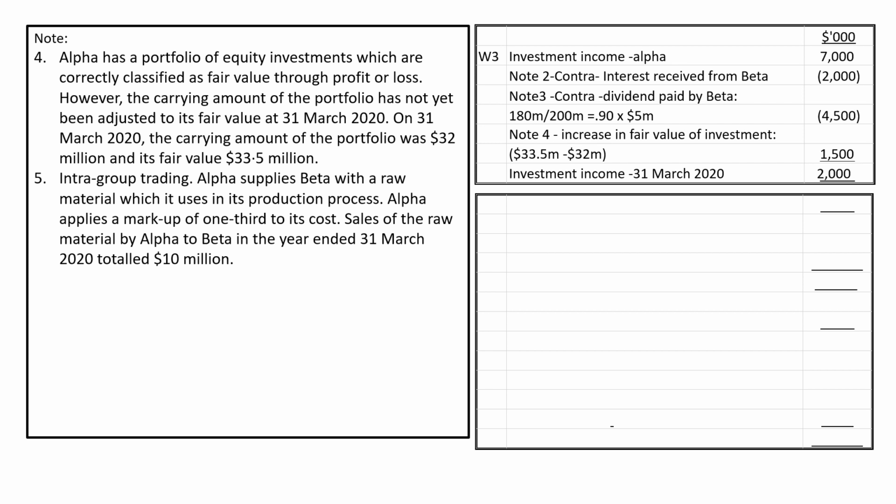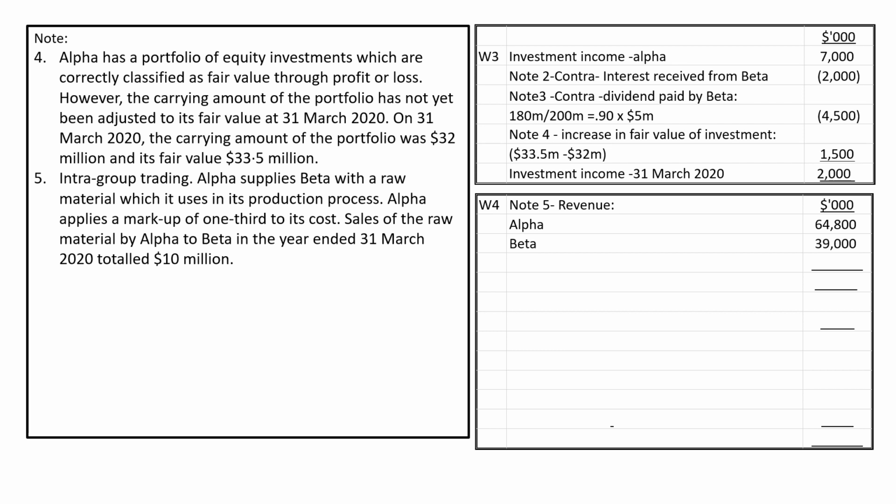Adjustment number 5 relates to intergroup trading. Alpha supplied Beta with raw materials which it uses in its production process. Alpha applies a markup of 1/3 to its cost. Sales of the raw material by Alpha to Beta in the year ended 31st of March 2020 was 10 million. So what we've got to do here is to reduce the group revenue by 10 million and the cost of sales by 10 million.